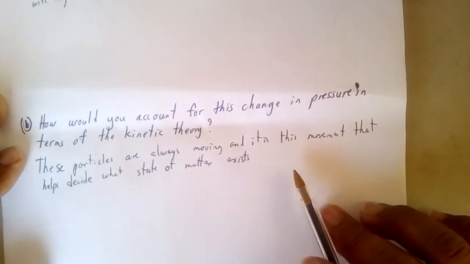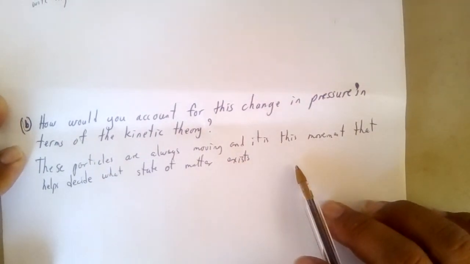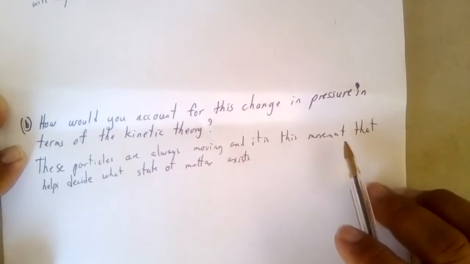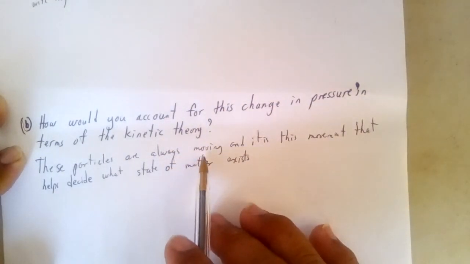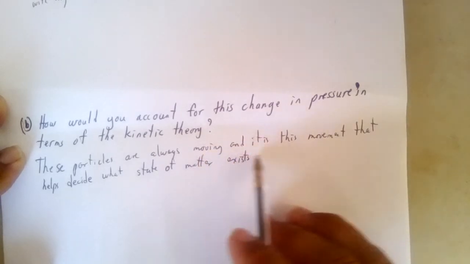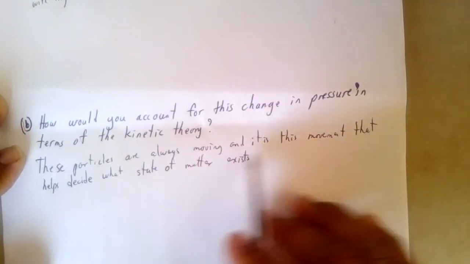Remember, matter exists in three states: solid, liquid, and gas. We know that the faster molecules move, they start to separate from each other, going from solid to liquid, then to gas. So here you're just explaining that information. Particles are always moving, they're constantly vibrating, which is true. And it is this movement, because if they start to move too much, then they will change state of matter.